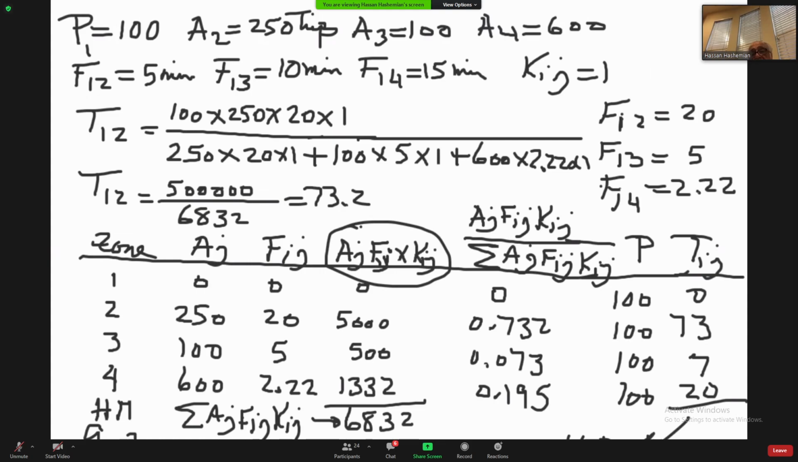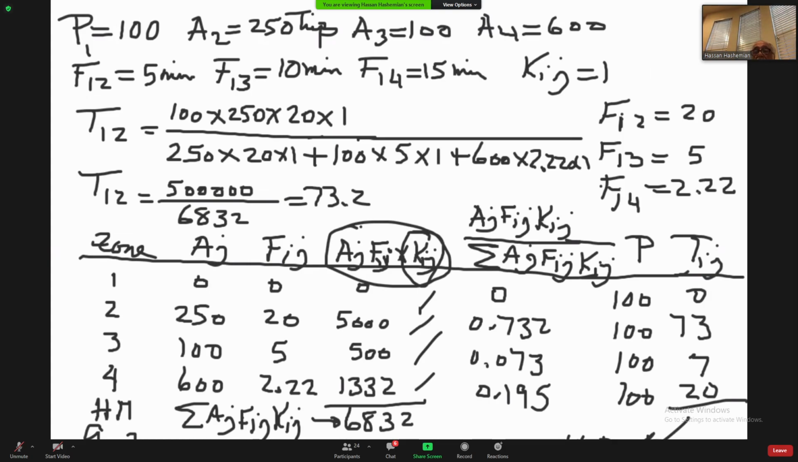They say use this example with all the numbers that's given. The only thing that they give you differently is the Kijs. So you will have different Kijs that you have to multiply. The rest of the numbers are the same. So it's pretty easy.